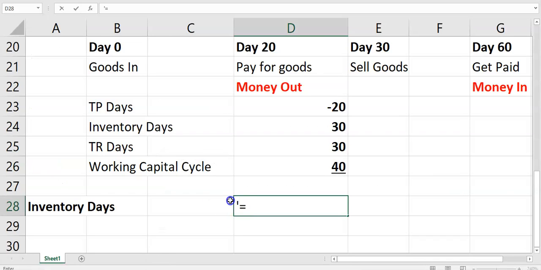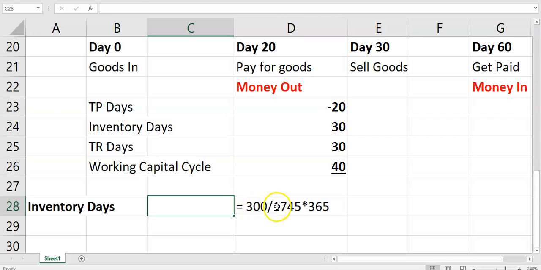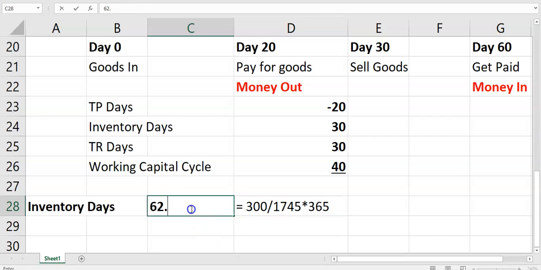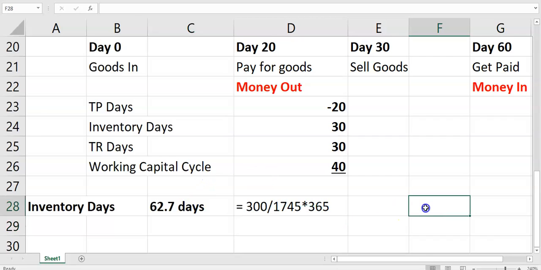So for 2011, it'll be here: 300 over 1745. You multiply by 365 to get it in days. So think about it, 1745 is the full year's purchases, and you have 300 left on hand at the year end. So 300 as a portion of the full year would be about 17%, and to get that in days, you multiply by 365. So about 62.7 days. So what that means is your inventory stays for about 62 days, nearly 2 months, before it's sold on. So the higher this is, the less efficient you are, the slower you are at selling inventory.